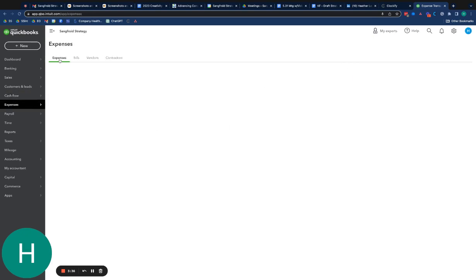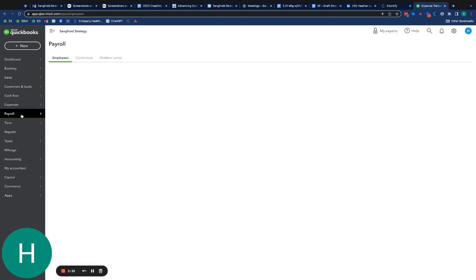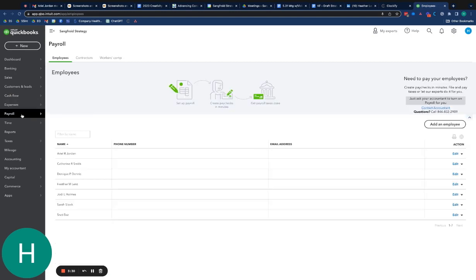We do use it to keep track of our expenses as well as our payroll. Our CPA runs QuickBooks through the payroll.